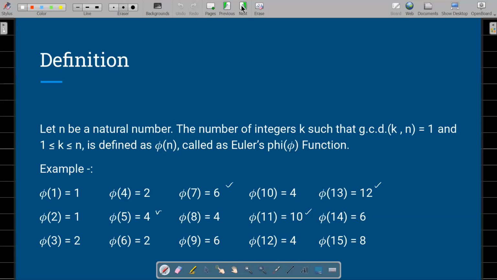Should we copy this phi of 1 till phi of 50? No, later on, it's not needed for the lecture as such, but later on, I'll give this as a PDF for your reference. Okay. Yeah. So let me go ahead.